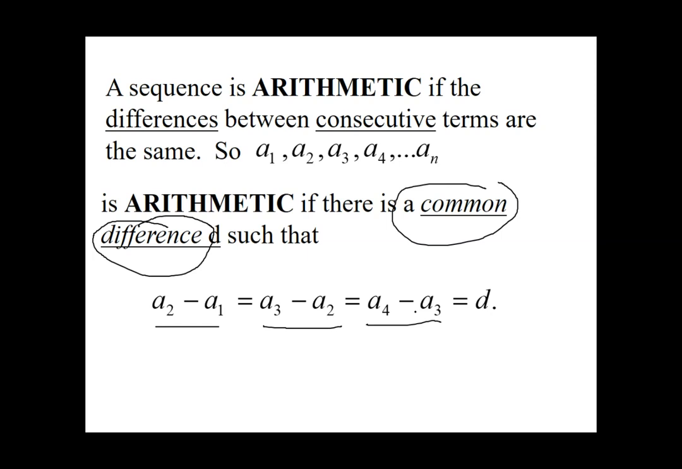Make sure that when you are calculating the common difference, you are doing the back term minus the front term. So you would do the second term minus the first term. You would never do the first term minus the second term. You always have to do the later term minus the earlier term.